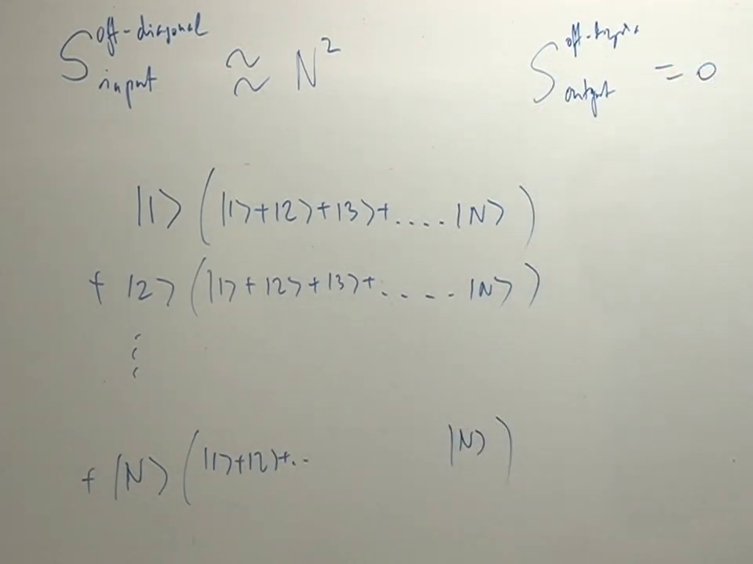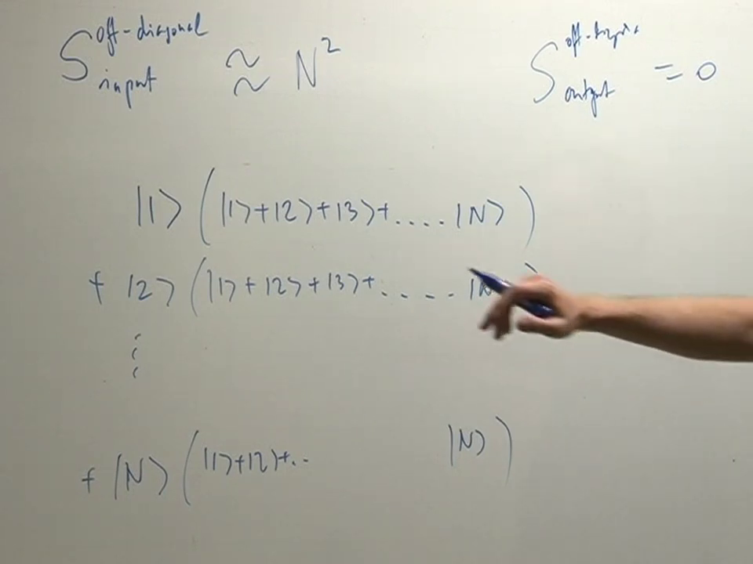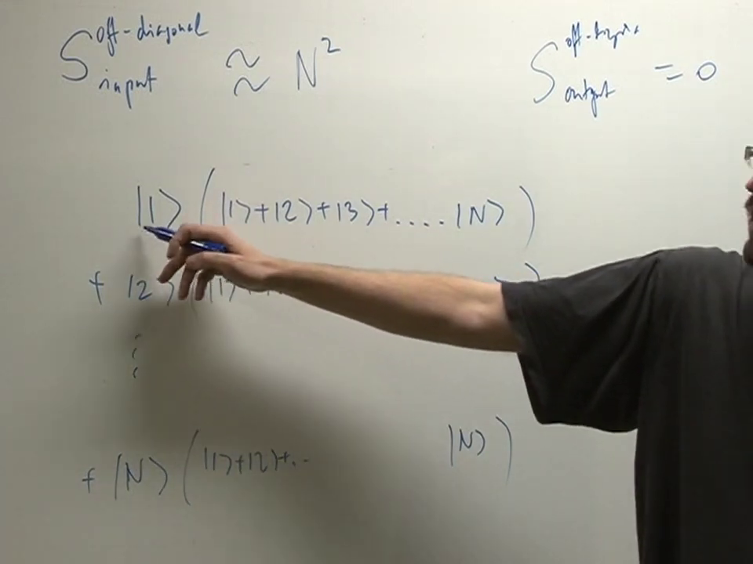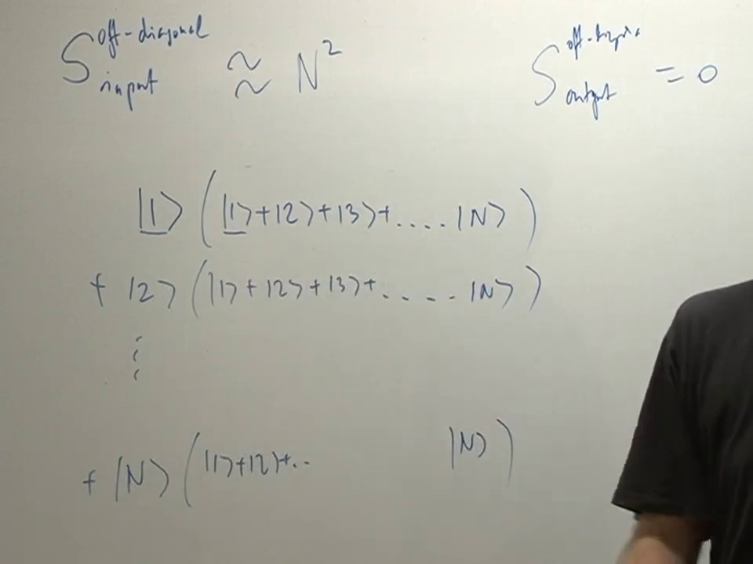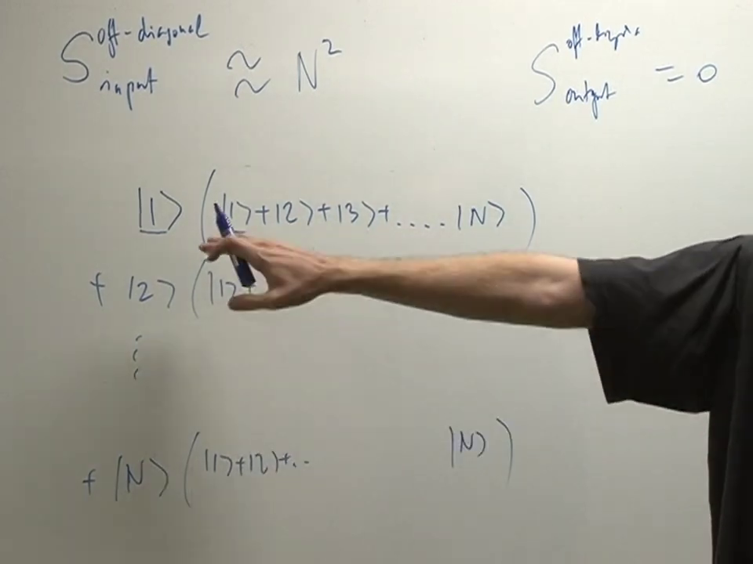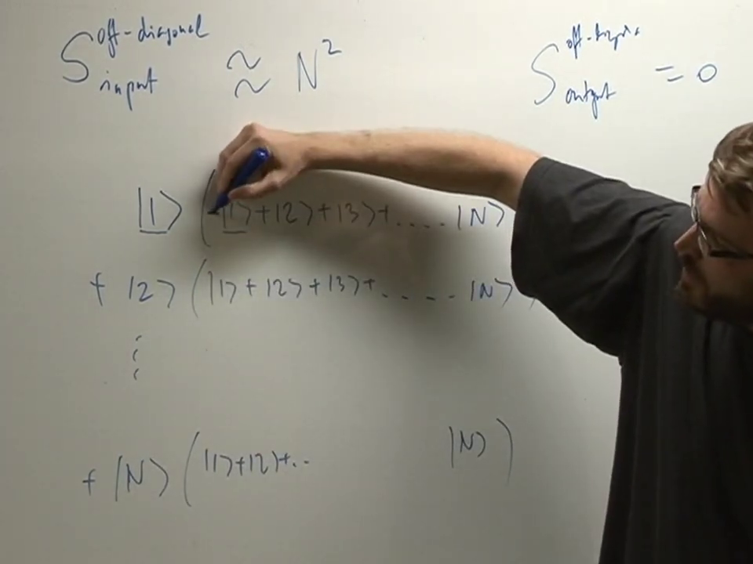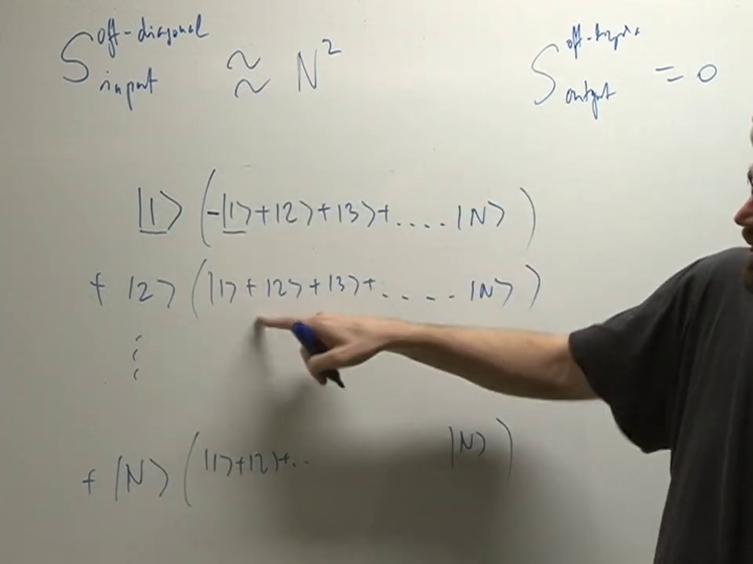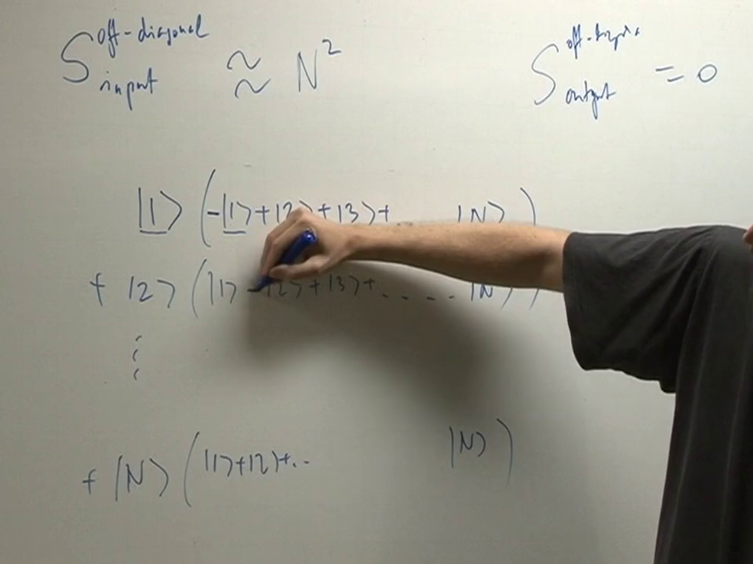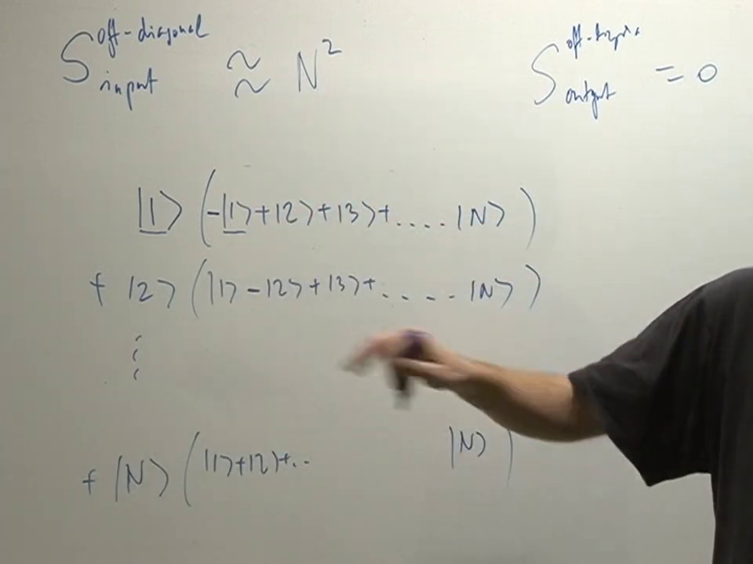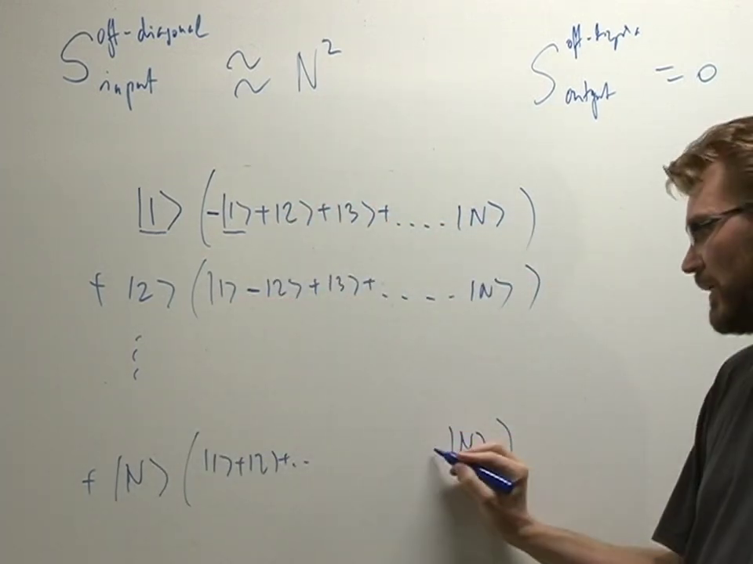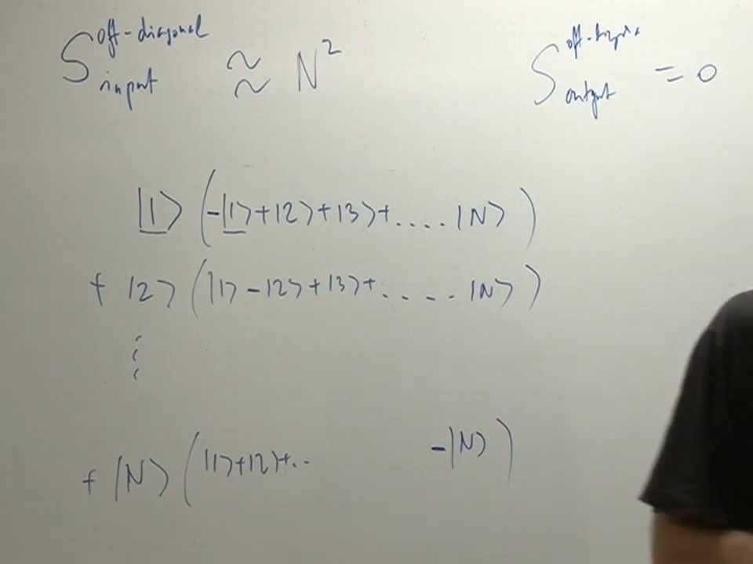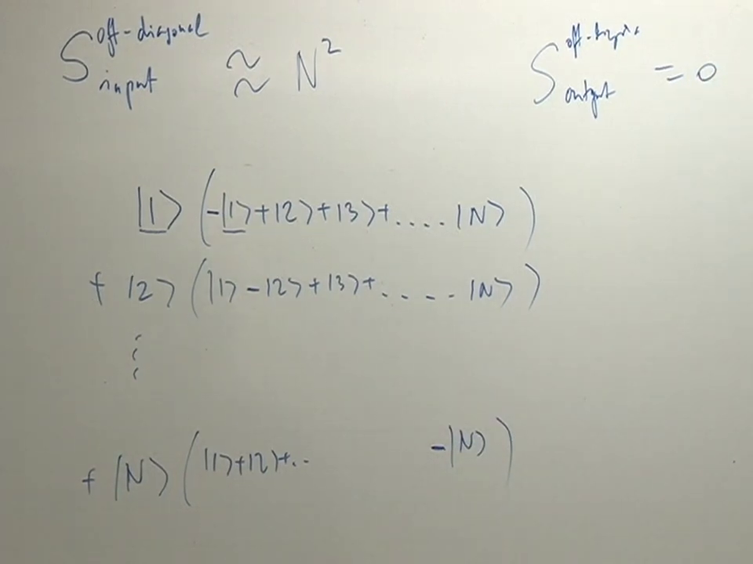So in this way, I can clearly see what's going to happen for each of these x's. This element is the one that's going to get a minus sign from my oracle, 1, 1. Here is a minus sign. Nothing else gets a minus sign. In this case, the number two guy gets a minus sign. Nothing else is changed. And in the final case, the number n gets a minus sign and nothing changes.